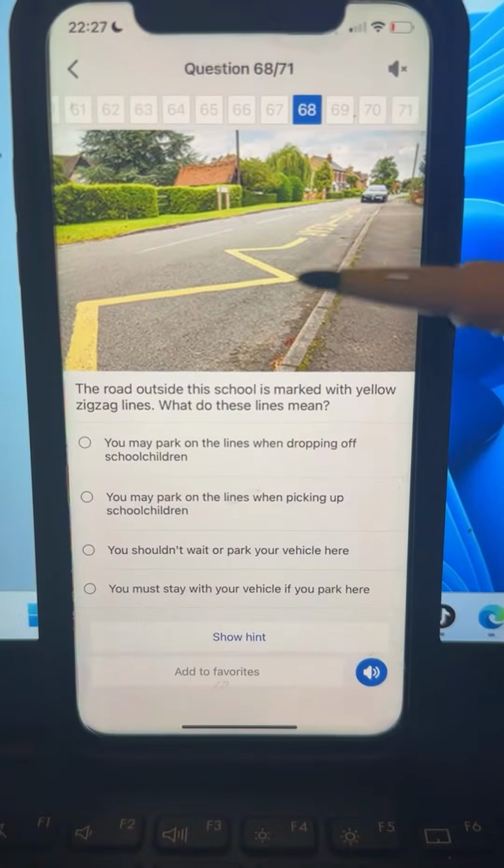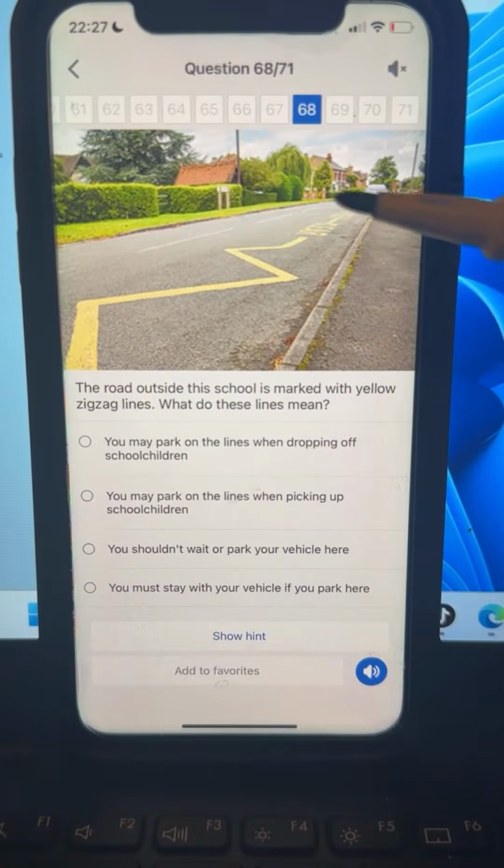There you go. That's another question. Can you see how many questions about yellow lines? Three questions so far.